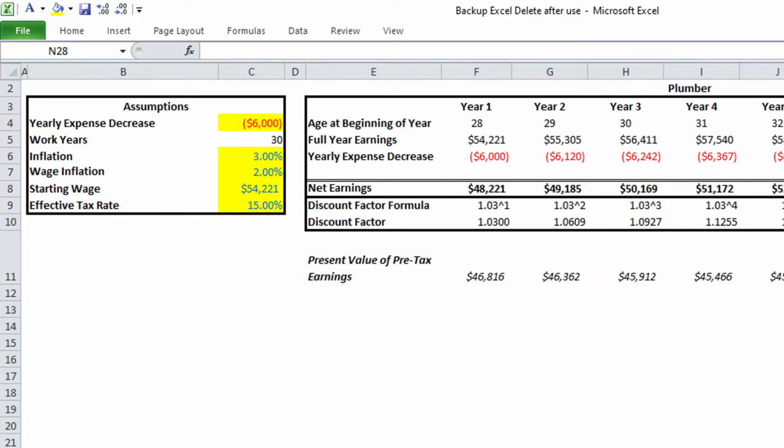$46,816. If we move to year 2, the earnings have grown by the wage inflation rate of 2%. So we multiply year 1 earnings of $54,221 by 1.02, and that gives us $55,305. Next is the yearly expense decrease of $6,120, and that's just the previous year expense decrease inflated by 2%.